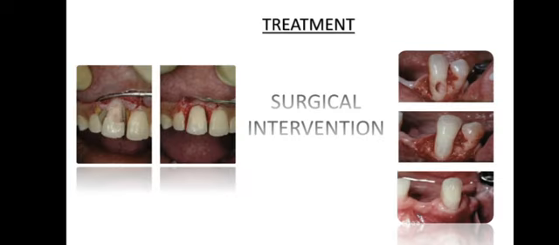The surgical intervention: an incision is done and the flap is raised, and then at the resorbed area a restoration is placed, and the sutures are made to restore the teeth back to normal.